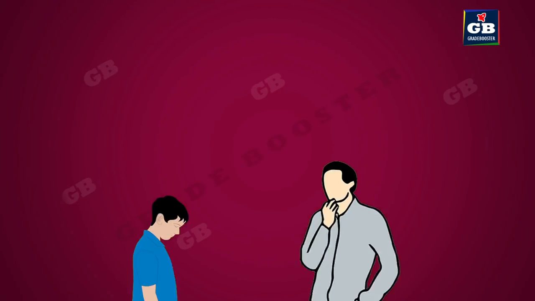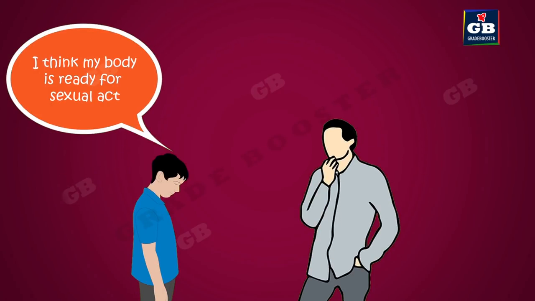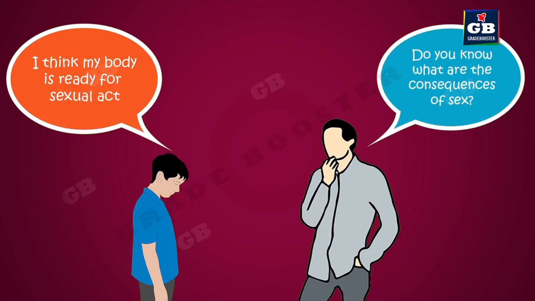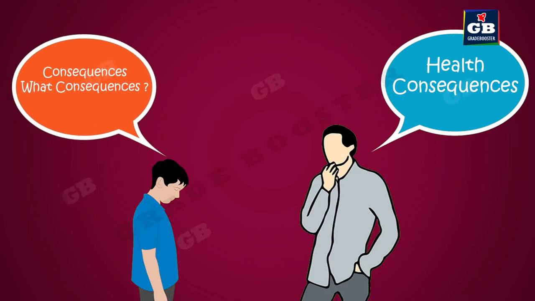Reproductive health. My reproductive system started producing sex cells. Can I participate in a sexual act and produce babies? No. Before you participate in a sexual act, you should consider the possible consequences. What are the consequences involved in participating in a sexual act?